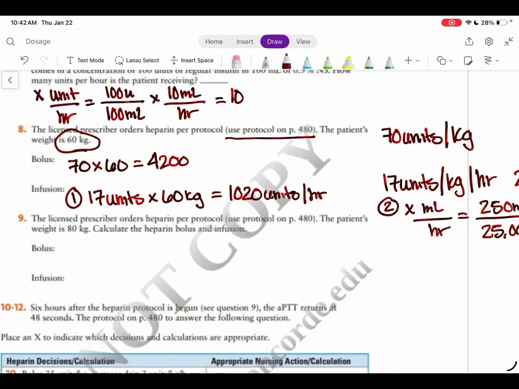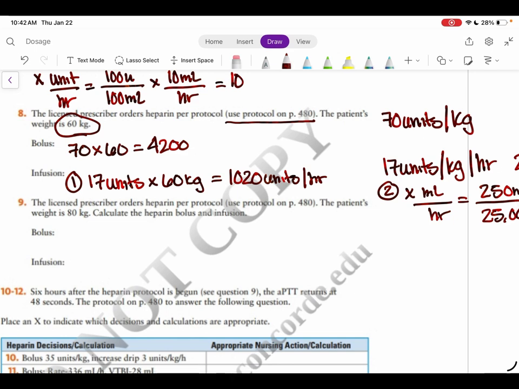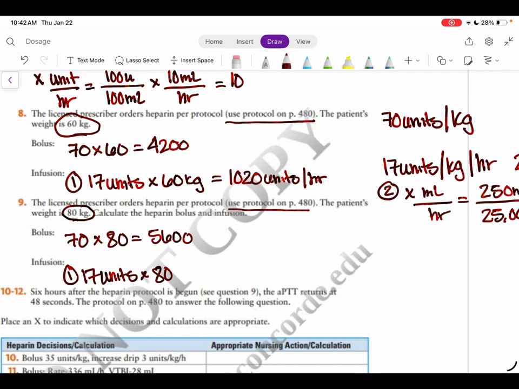All right, let's try this again. We're going to use the same protocol, but now my patient's weight is different. I still have to do 70 units per every kilogram. So now I'm going to do 70 times 80. I get 5,600 units. What is their infusion going to be? So part 1, 17 units, I'm going to multiply by 80. So 1,360 units per hour.